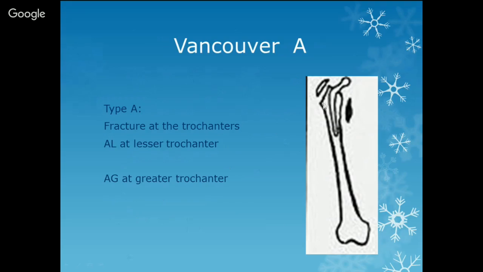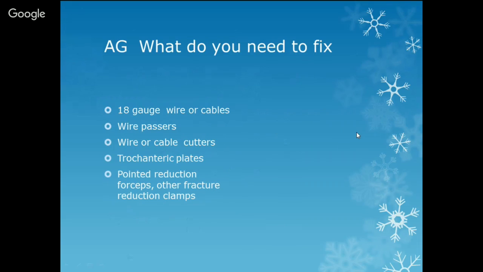There is a fracture of the greater trochanter or fracture of the lesser trochanter. So what do we need to fix it? We need 8-10 gauge wire cables. We need a wire passer. We need a trochanteric plate, pointed reduction forceps, and other reduction clamps.